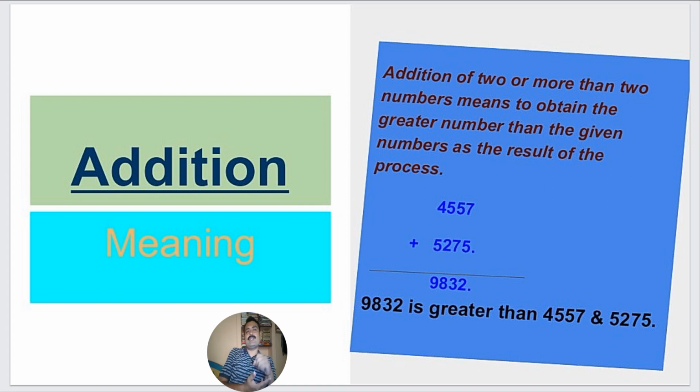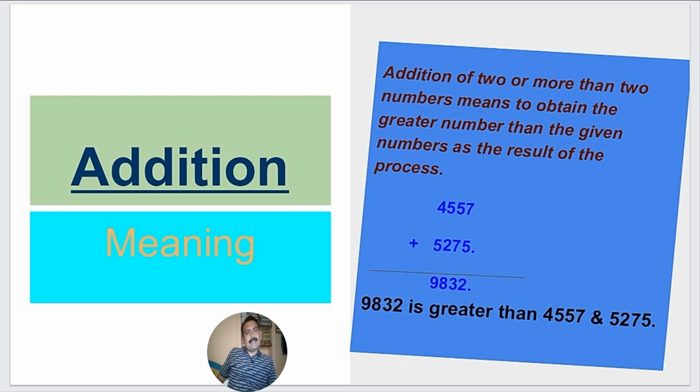That's why here I'm taking one example in front of you. You can observe this example clearly on the slide. The example is the addition of two numbers. The first number you can observe here is 4557 and the second number is 5275. While adding these two numbers, their sum that we get here is 9832.